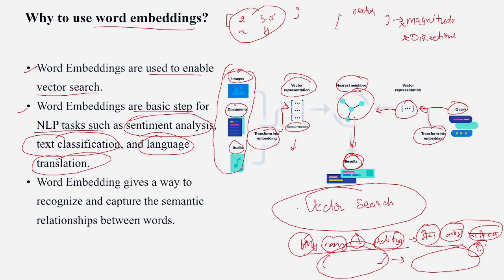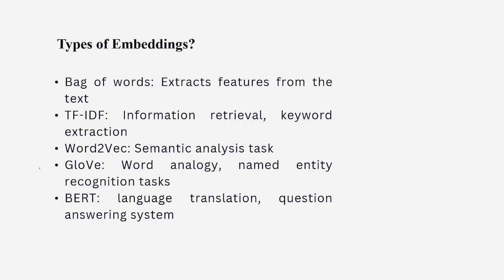We will see our language translation project in the upcoming videos. So basically this is the use of word embeddings. Word embeddings give a way to recognize and capture the semantic relationship between words. I have told you what the semantic relationship between words is. These are some use cases of word embeddings. I hope it is clear to you. Now let's jump to the next slide.